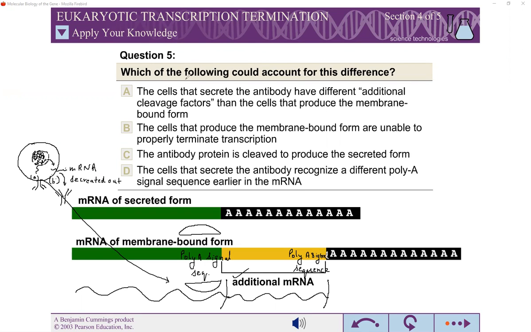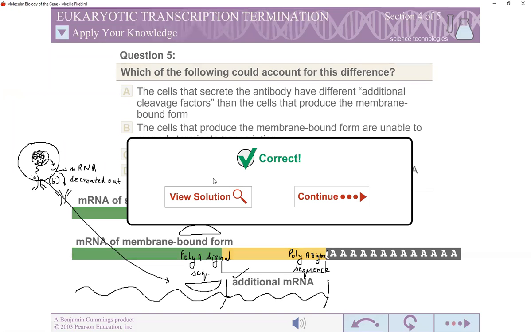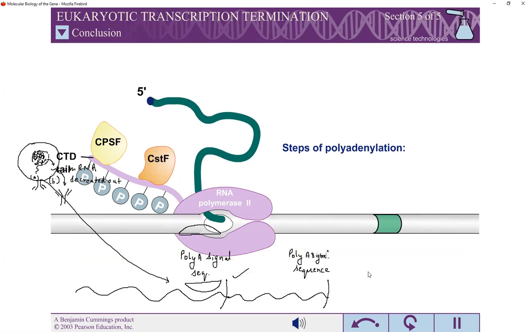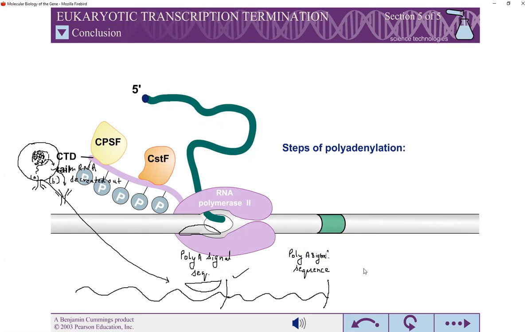Okay, so the answer here is that the cells that secrete recognize another poly A signal sequence. Correct. Polyadenylation is the process whereby, now please look here, this is the conclusive event. These are the events that are going to take place and repeat again. Okay, so, moving forward, just a second.